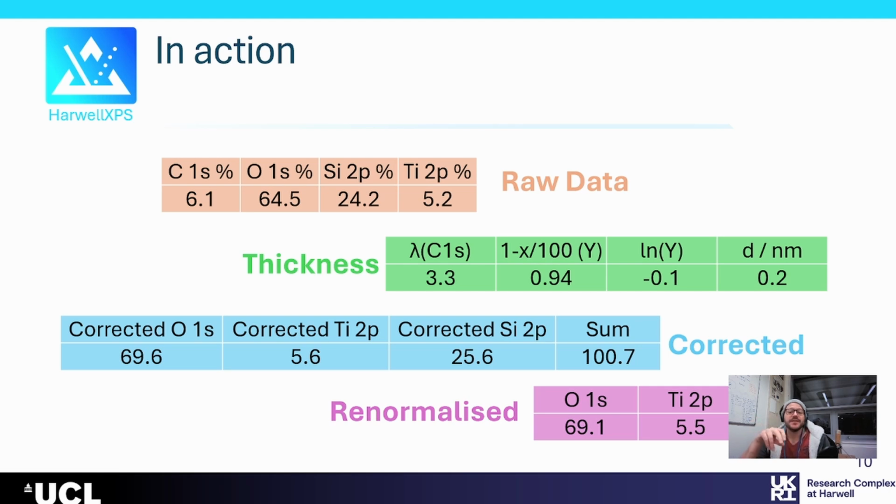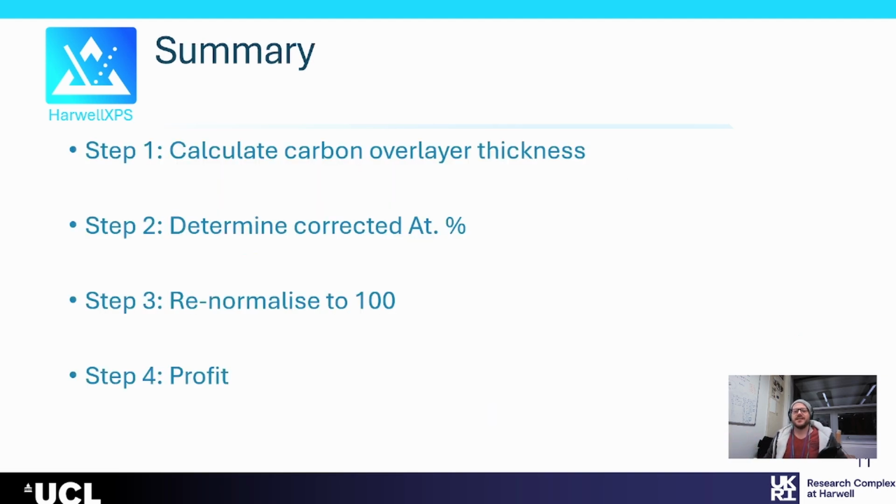We can then use the calculated effective attenuation lengths for our titanium 2p, our silicon 2p, and our oxygen 1s through a hydrocarbon layer, and calculate what the atomic percentages would be if the carbon layer did not exist. Now, of course, these are going to be above 100 because we should be increasing our signal. So we then need to renormalize these back to 100, and we have our final quantification. So that's it. It's a really nice and simple method to correct your data for carbon overlayers.